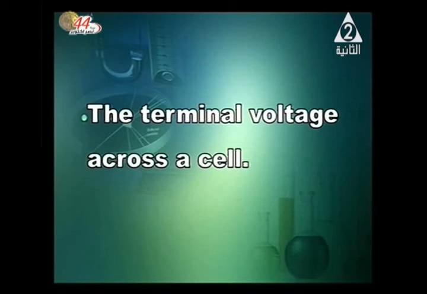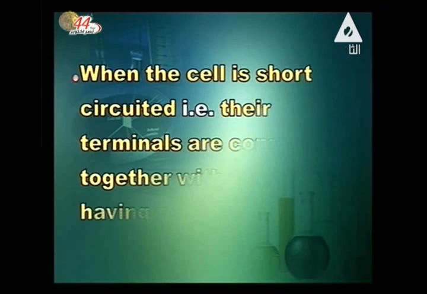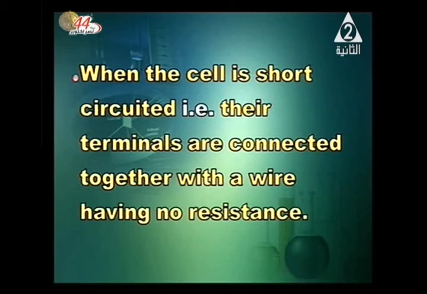When does the terminal voltage across a cell equal 0? When the cell is short-circuited. What does it mean, short-circuited? When the terminals of the cell are connected to a wire of 0 resistance, a wire having no resistance, we call this a short circuit, or the cell is short-circuited. Then terminal voltage equals 0.